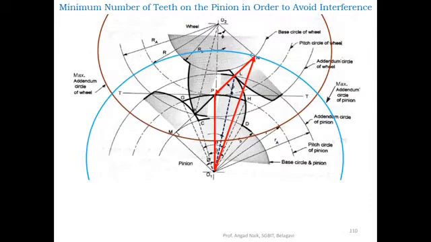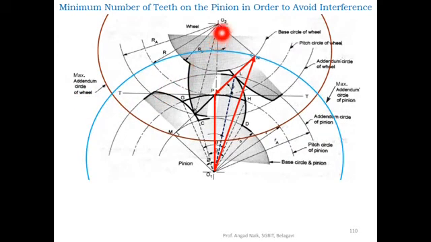In the figure, there is a pinion and a wheel. Pinion is here, wheel is here. Wheel has center O2, pinion has center O1. Pinion also has a base circle, pitch circle, addendum circle, and there is the maximum addendum circle of the pinion. Similarly, the wheel has a base circle, pitch circle, addendum circle, and maximum addendum circle of the wheel.